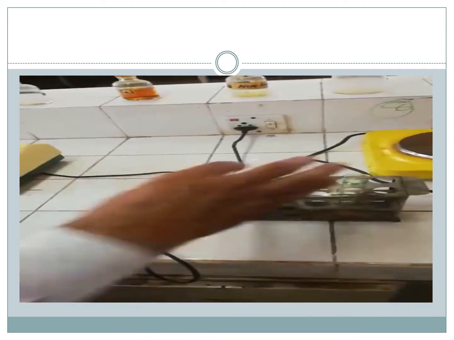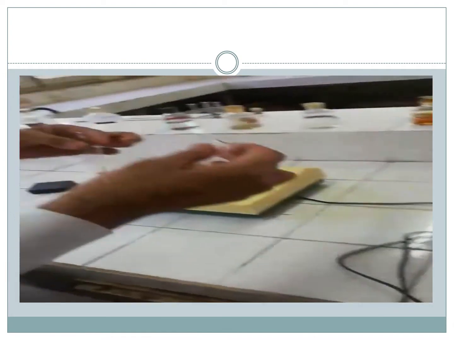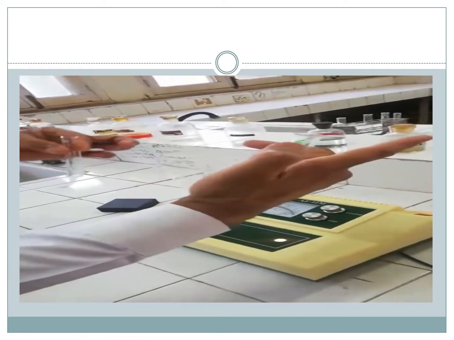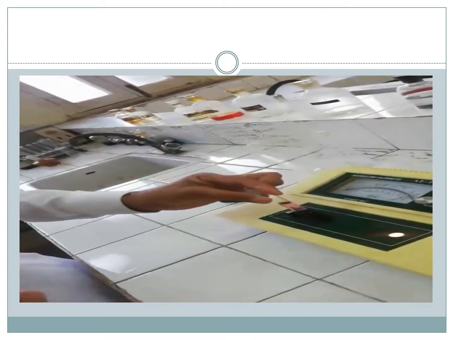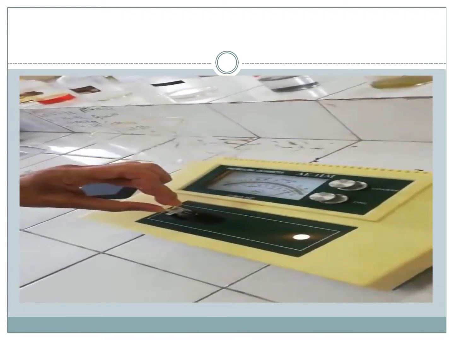Now compare unknown with the standard. Standard solutions. Now read the optical density of standard solution.